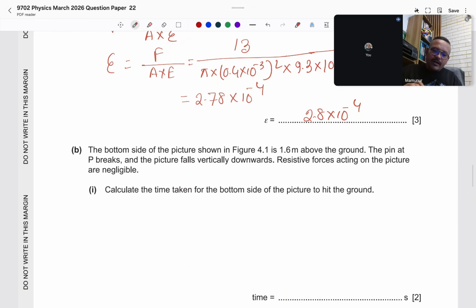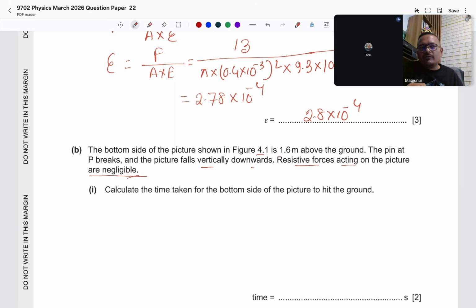The bottom side of the picture shown in figure 4.1 is 1.6 meter above the ground. The picture breaks and the picture falls vertically downwards. Resistive forces acting on the picture are negligible. Calculate the time taken for the bottom side of the picture to hit the ground. Air resistive force negligible means it will be constant accelerated motion.